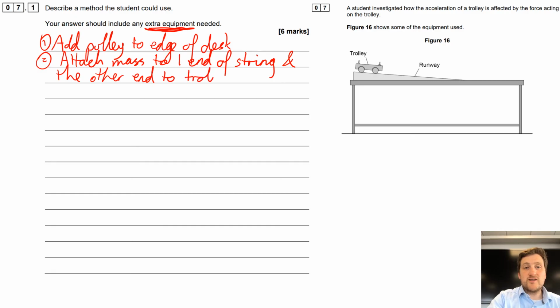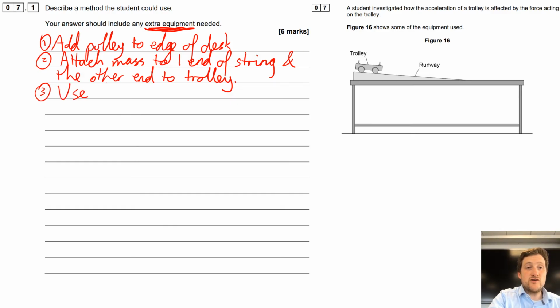Okay, that's important. That's some of our extra equipment. Okay, now what are we going to do? Well, the whole point of this is that every time we've done it, we've changed the mass on the end of the string, and it pulls the trolley down. You can change the height, and it would do the same thing. Now, how do we know the force? Well, we're going to leave that to the end. Okay, but what do we do next?